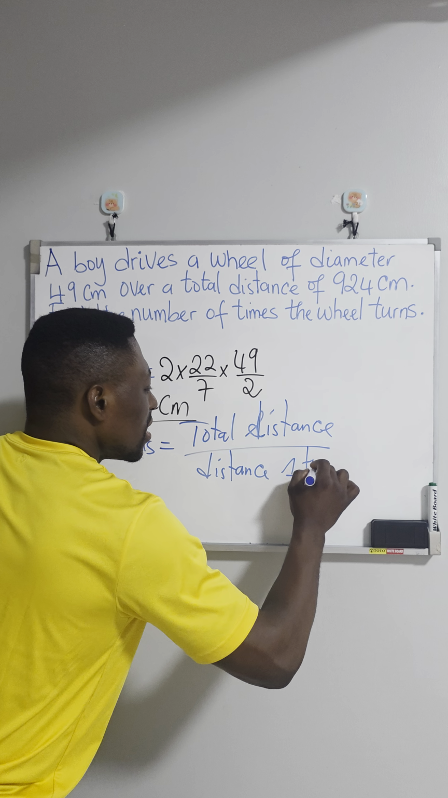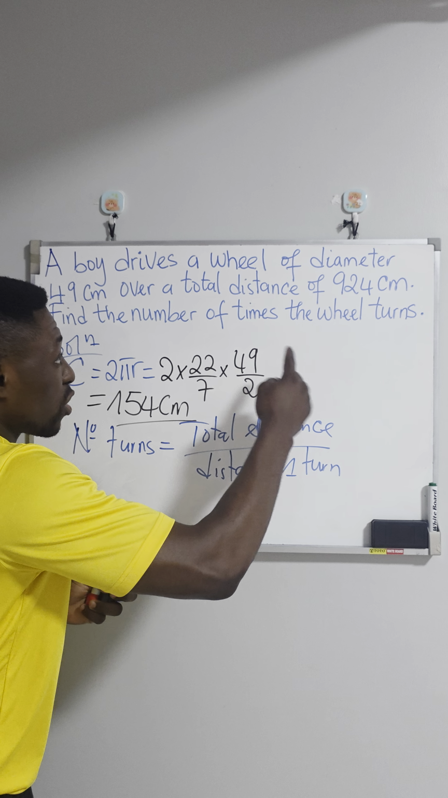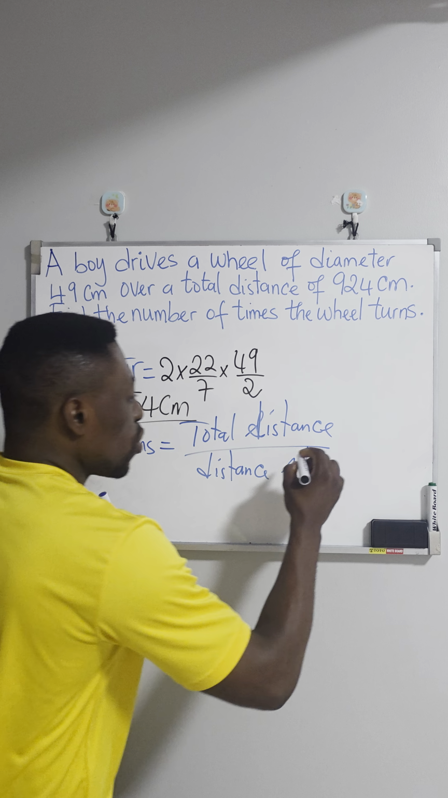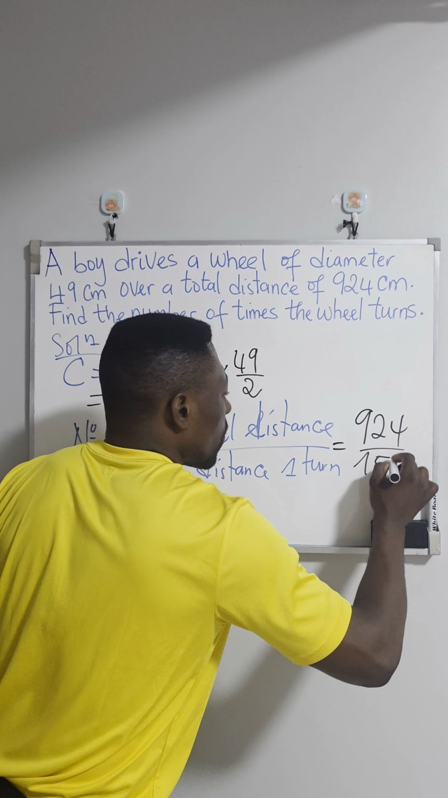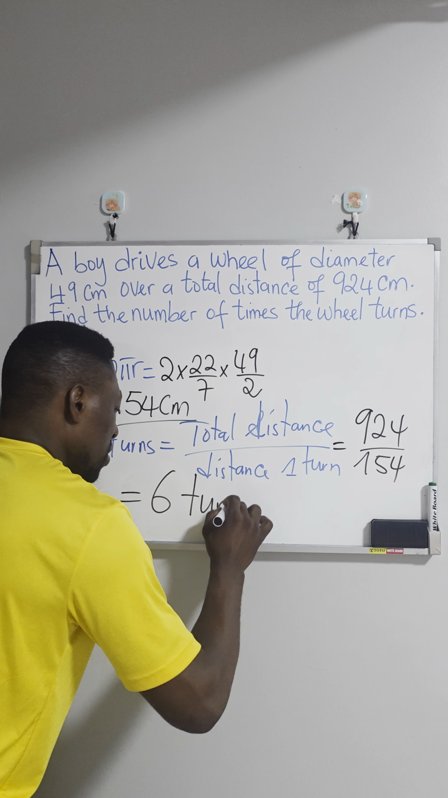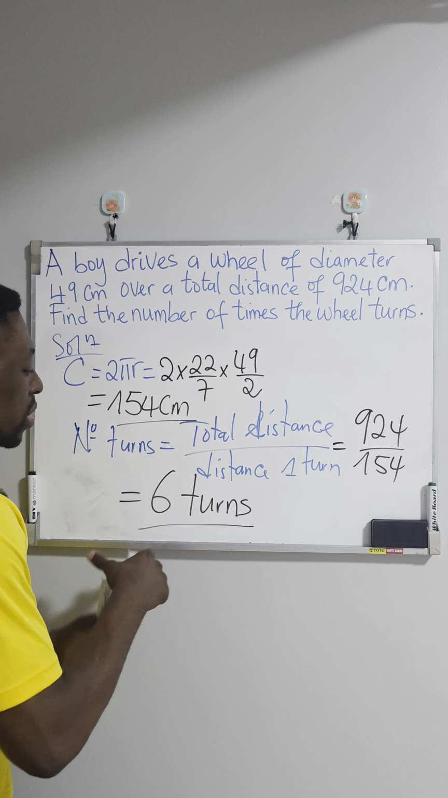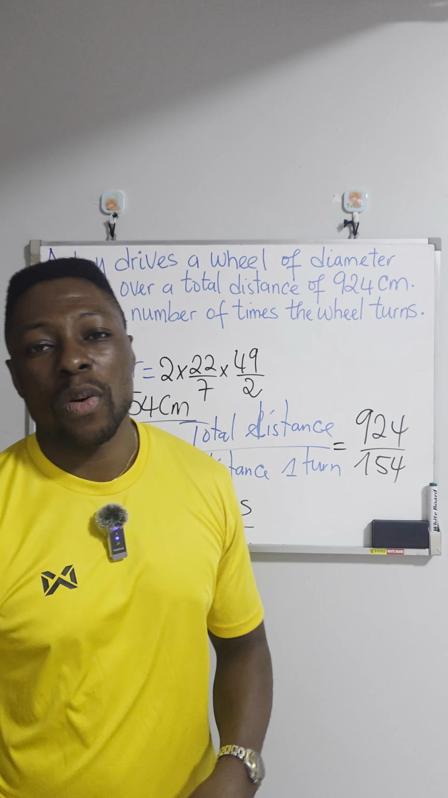This is how to get the number of turns that this wheel has to make to cover this distance. If you do it well, we should have 924 divided by 154 cm, and the correct answer here is 6 turns. In other words, the wheel has to turn 6 times completely in order to cover a total length of 924 cm.